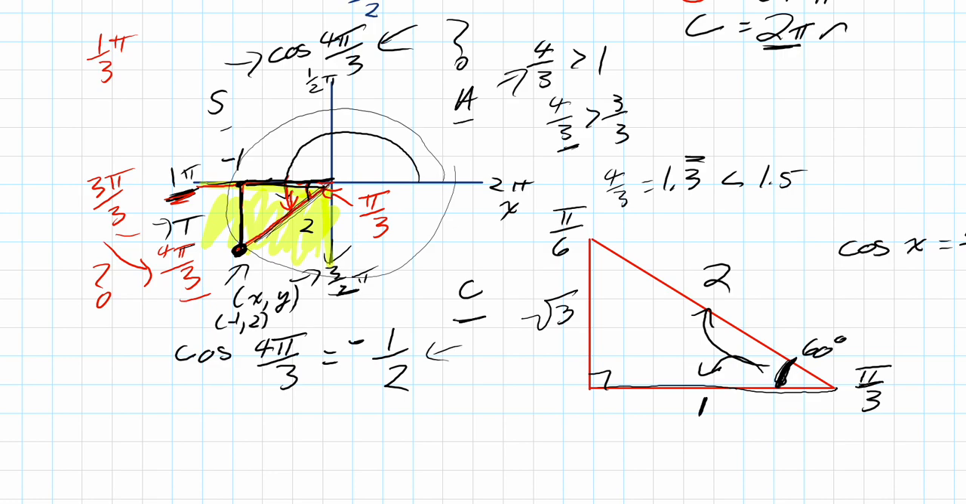And when I set it up as a triangle, that's -1 over 2. So that's why we get these negative and positive relationships, okay? So we kind of piece that together.